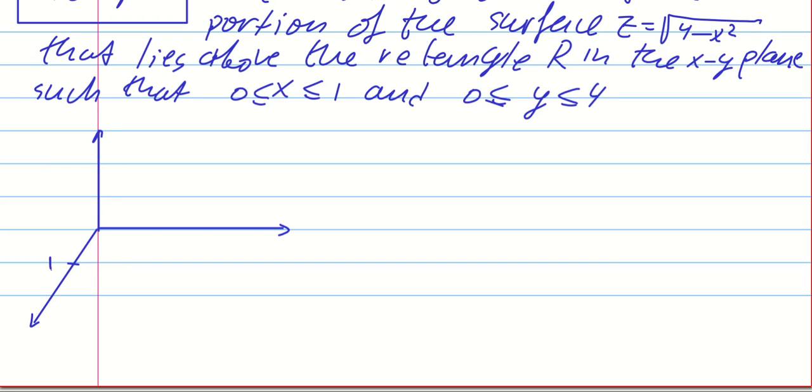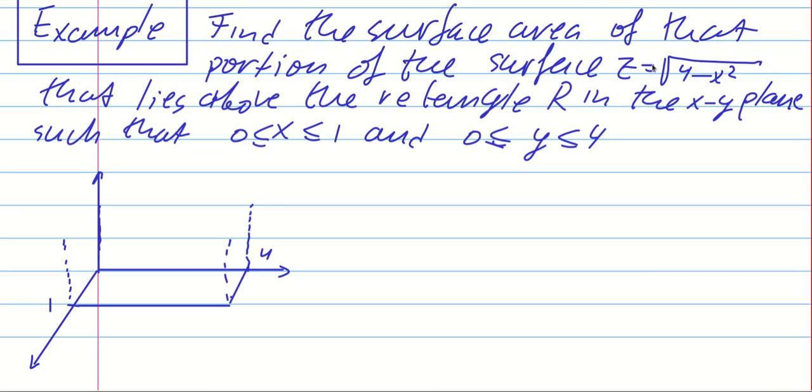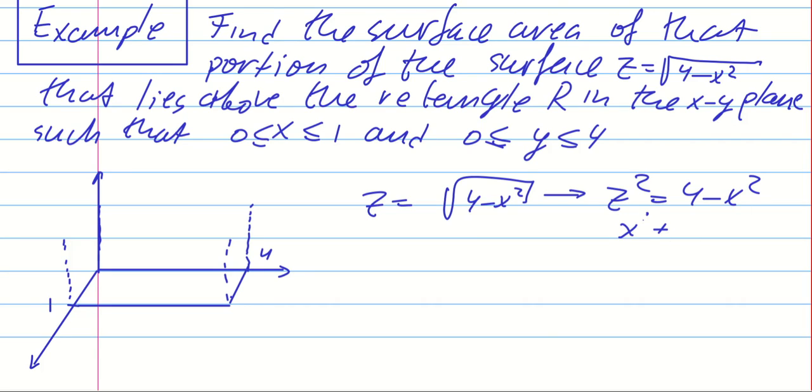So on the x-axis it goes up to 1, on the y-axis it goes up to 4, and we have this region over here, and on top we have the surface such that, if we take z equals the square root of 4 minus x squared and square both sides, we have z squared equals 4 minus x squared, so it's x squared plus z squared is equal to 4.